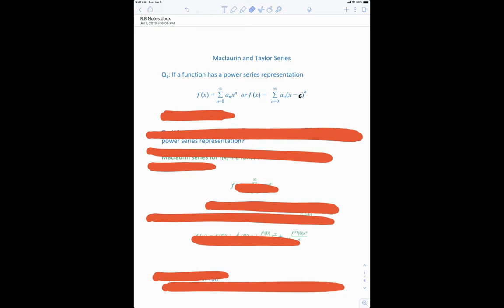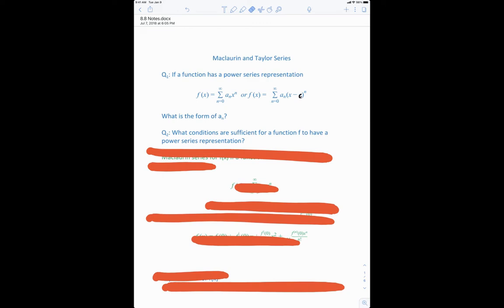So if a function really has a power series, how do we find it? How do we find that a sub n? That's the goal of today, basically. The second question is, what conditions are sufficient to show that it has a power series? We're not going to delve into that at all right now, and probably won't much in this course. It's for later on.